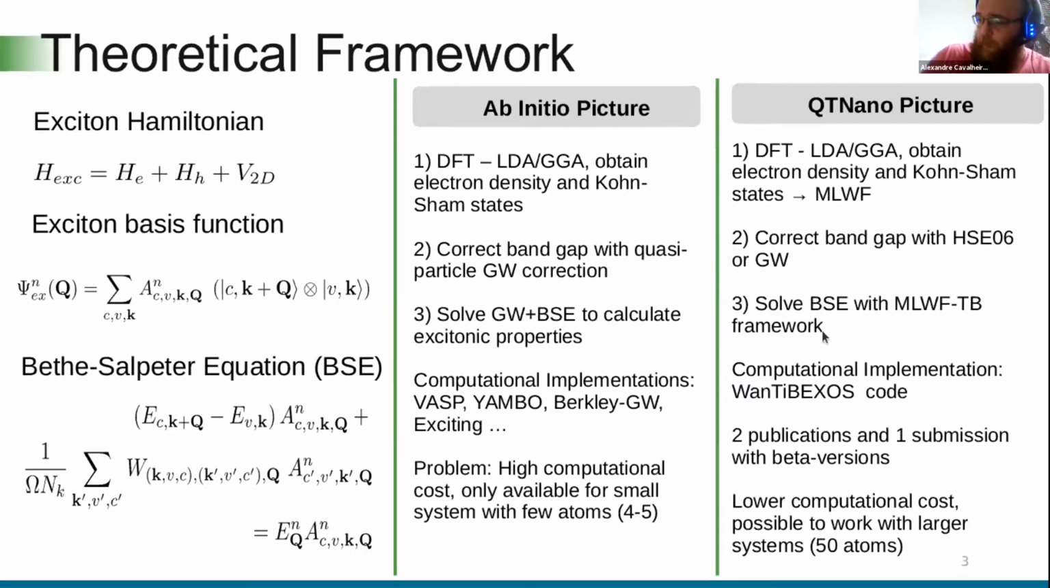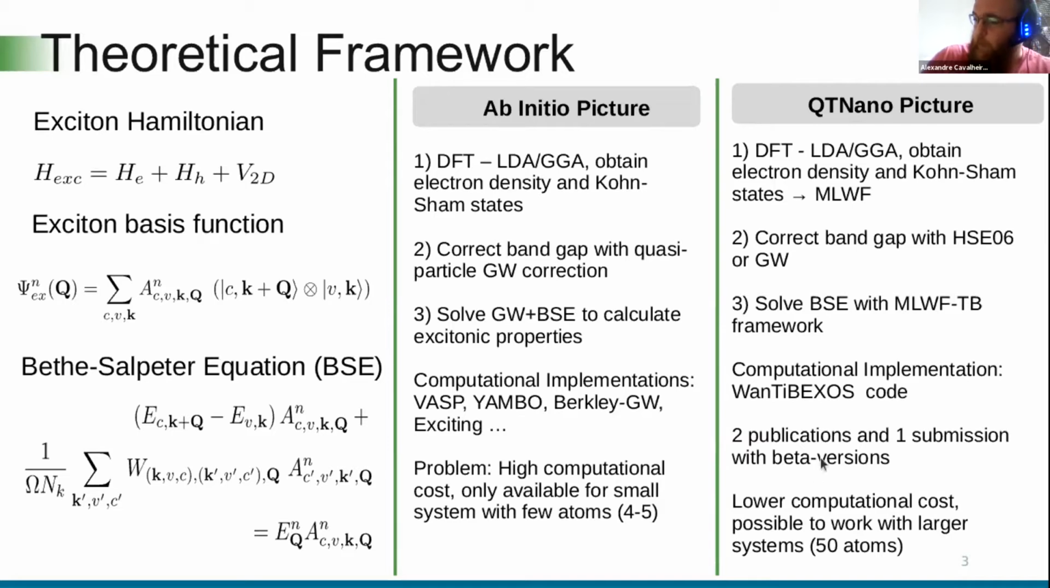Okay, but you can think: which computational implementation do you have to do this? In the market, you have none to do this. So we are developing a computational tool to solve this equation, which we call the Anti-Bexus code. With this code, we had two papers published, one about results for 2D materials, and another one about perovskites. And we have one submitted paper where we study another kind of perovskites to see excitonic effects.